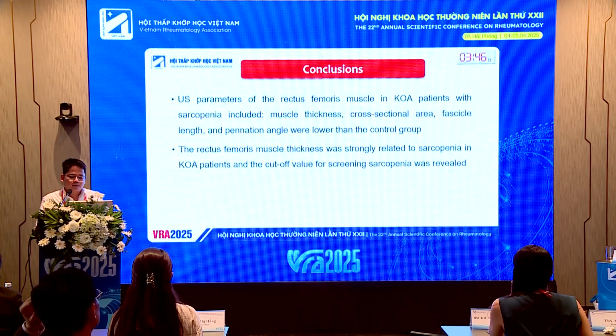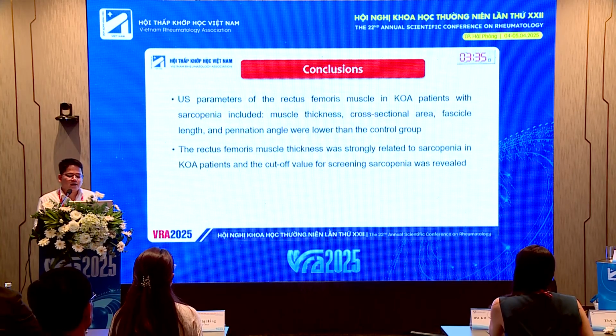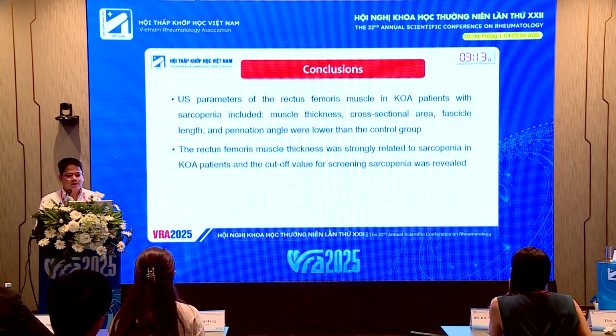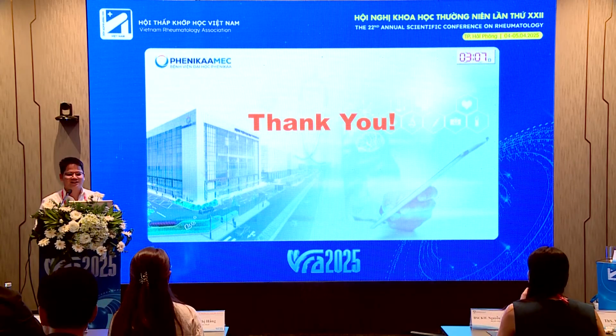And here is our conclusion: the ultrasound parameters of the rectus femoris muscle in knee OA patients with sarcopenia, including muscle thickness, cross-sectional area, fascicle length, and penetration angle, were lower than in the control group. The rectus femoris muscle was strongly related to sarcopenia in knee OA patients, and the cutoff values for screening sarcopenia were revealed. Thank you for your attention.